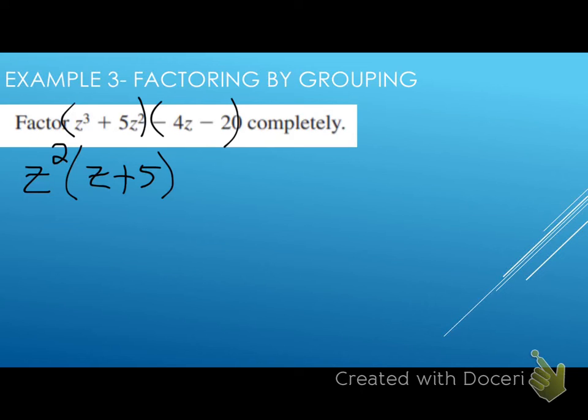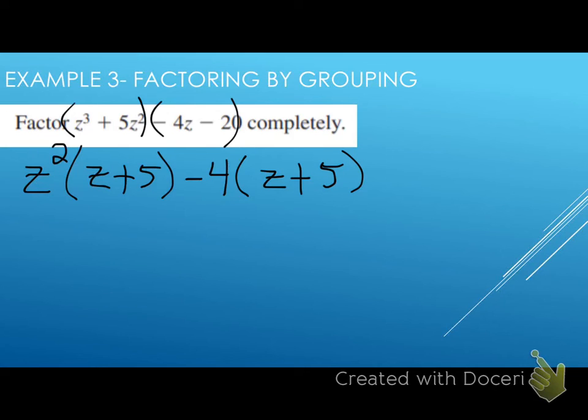Okay, negative 4z minus 20. What's the biggest number that goes into negative 4, negative 20? Negative 4. Do they have any z's in common? No. So negative 4 is my GCF of that second group. Negative 4 times what gives me negative 4z? Z. Negative 4 times what gives me negative 20? Positive 5, right? Everyone okay with that?